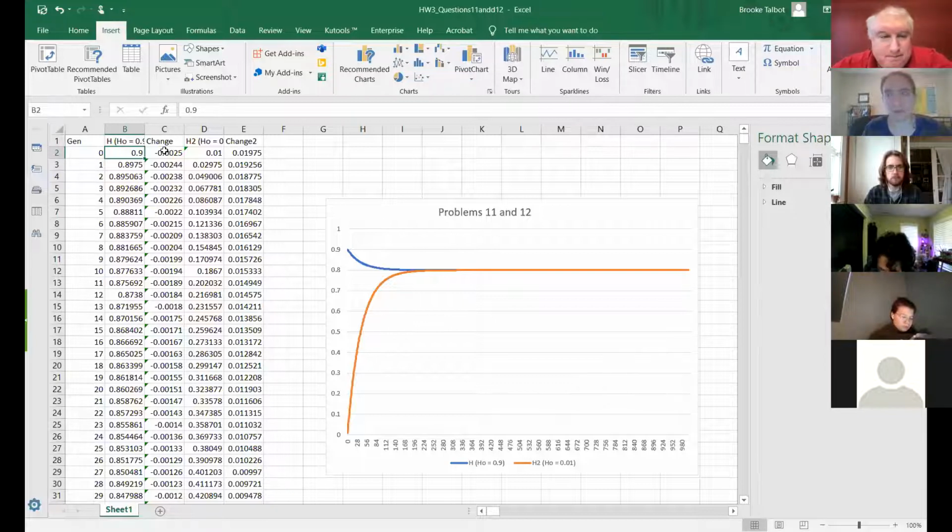And then for problem 12, it's basically the same thing, but we're starting out with a different heterozygosity, which is 0.01, which is smaller. And that has a big impact on the change because you're starting at an already small number. So instead of decreasing over time toward the asymptote, you're actually seeing it increasing from 0.01 to about the same thing at 0.8.